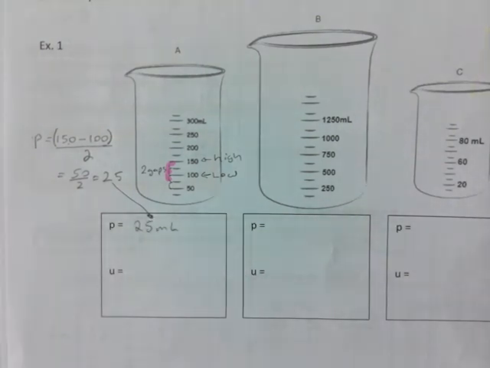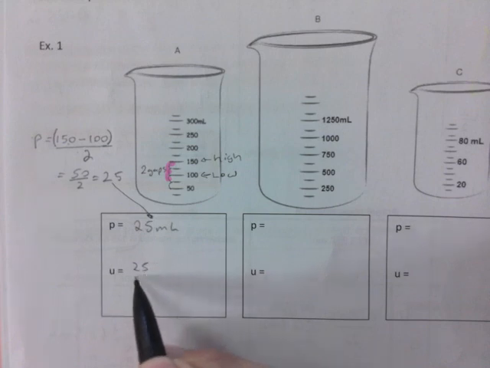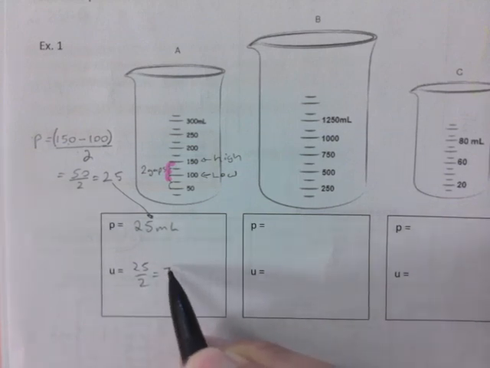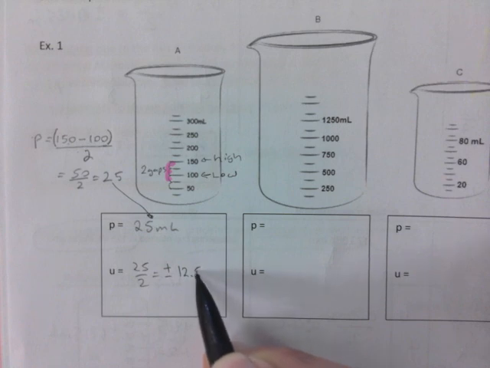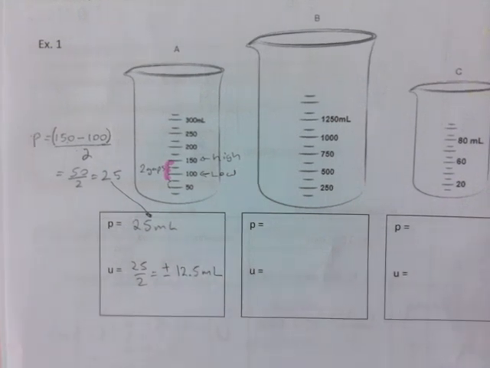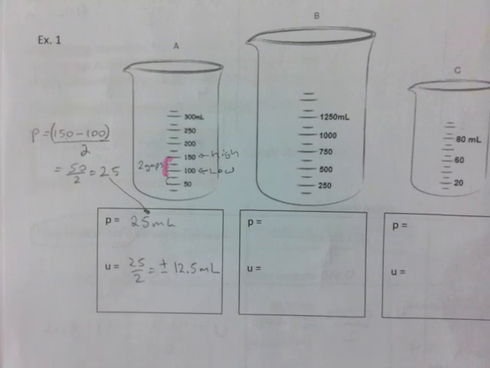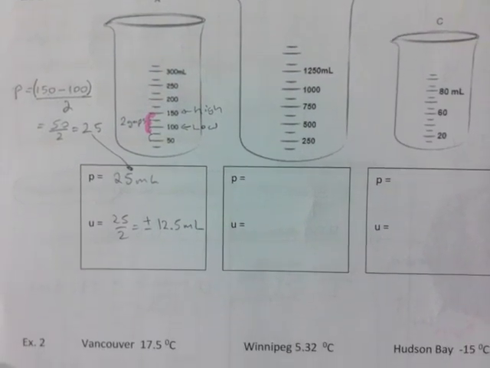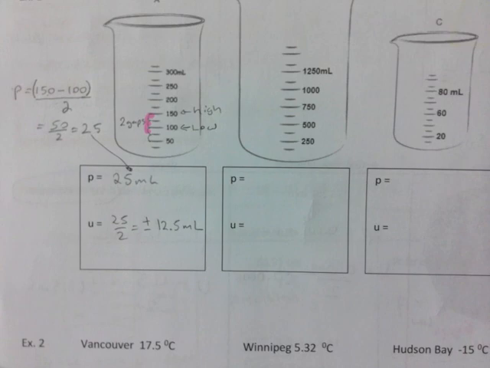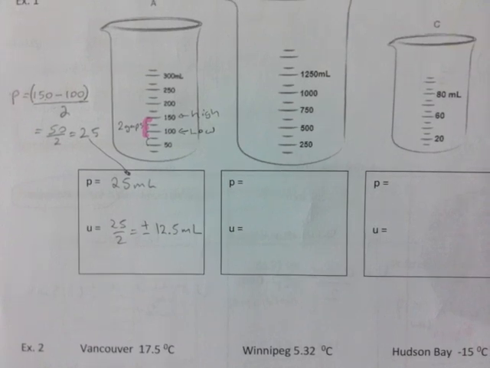But you don't have to do it that way. Most of you are just going to look at it and see, oh yeah, it's going up by 25. But sometimes it goes up by something weird, like 7.5. And then you might want to resort to this formula. Uncertainty is just 25 divided by 2, which is plus or minus 12.5 of a milliliter. Every measurement has some uncertainty, and so that's what we do. Remember, precision is also known as the limitation of that device.